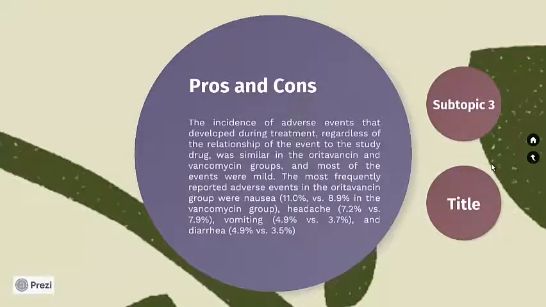The pros and cons. The incidence of adverse events that developed during treatment, regardless of the relationship of the event to the study drug, was similar in the Oritavancin and Vancomycin groups, and most of the events were mild. The most frequently reported adverse events in the Oritavancin group were nausea, 11% versus 8.9% in the Vancomycin group, headache, vomiting, and diarrhea.